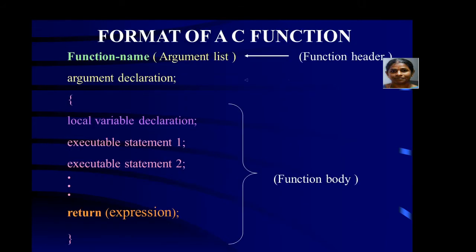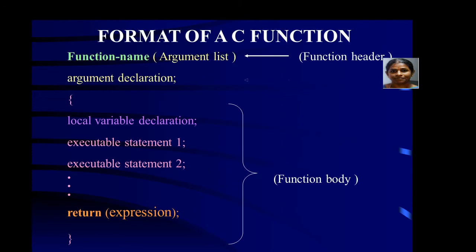And this is the format of a C function. First is the function header. The function header has the function name followed by the argument list. In case a function is going to return any value other than an integer, then you have to specify the return type of the function also. The function header is followed by argument declaration, then comes the body of the function.